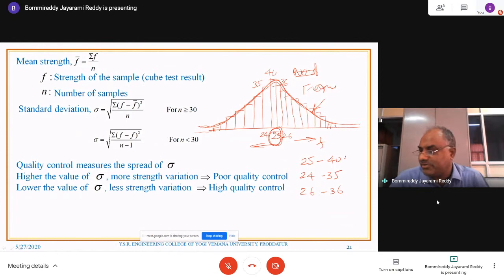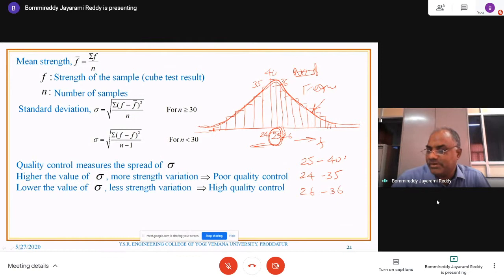This curve is the normal probability curve, and it follows the normal distribution equation, and the total area of the normal distribution is equal to 1, because the total area means the total probability of occurrence of all the strengths for the average of M25 grade within these particular limits. So the area is only 1.